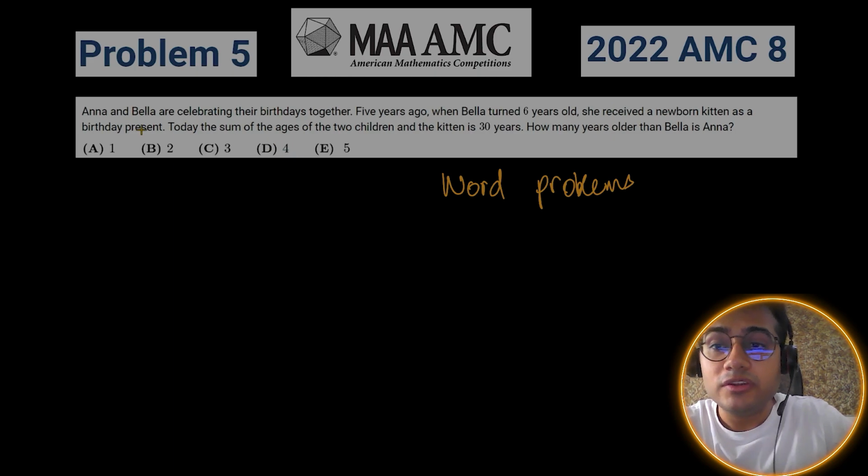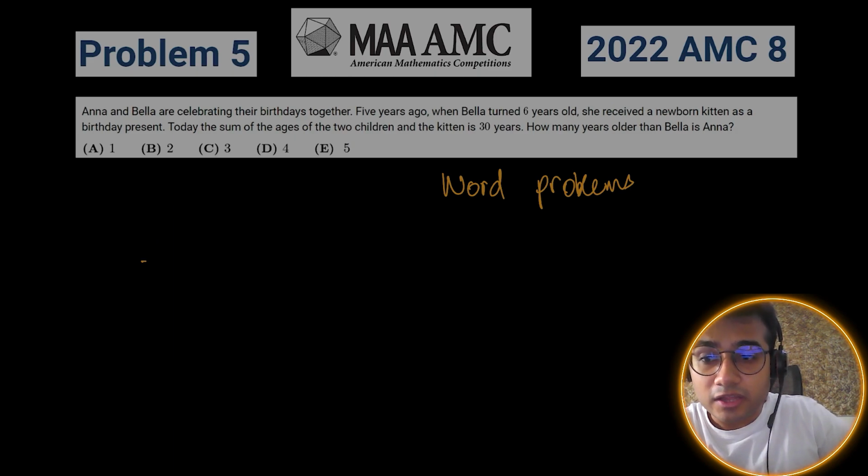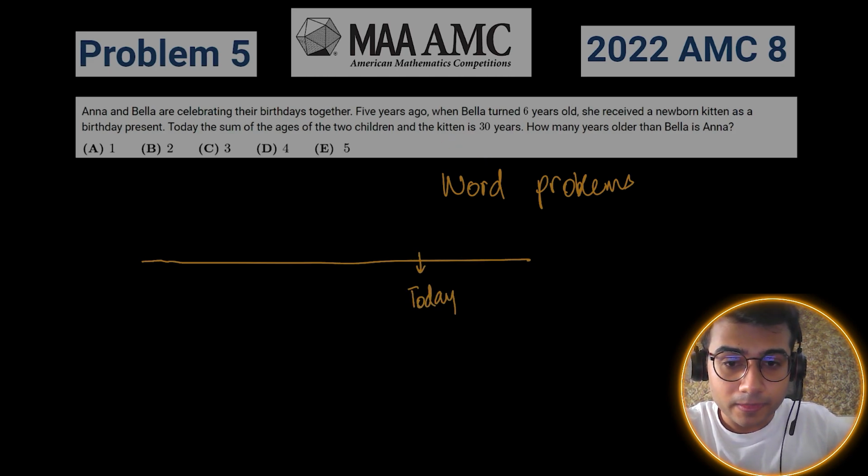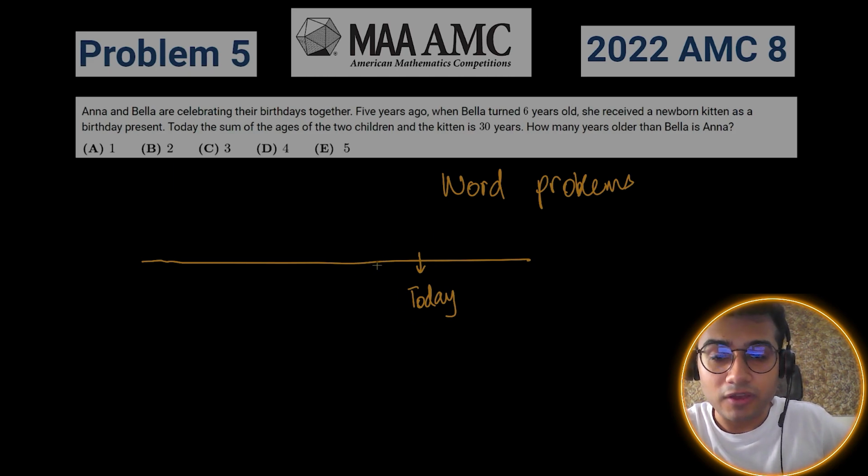Okay, so they're telling us that Anna and Bella are celebrating their birthdays together. So the day is the same. We don't know if the year is the same, but yeah. So for these kind of birthday problems, it really helps to draw a number line, and that is going to make this problem super easy. Let's see what happens. So let's say this is today, okay, and they're celebrating their birthday on the same day every year. So 5 years ago, let's go 5 years back.